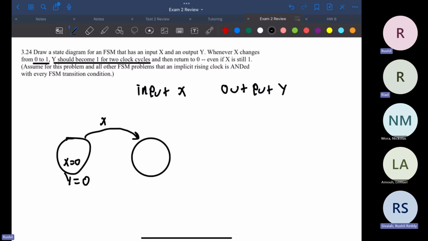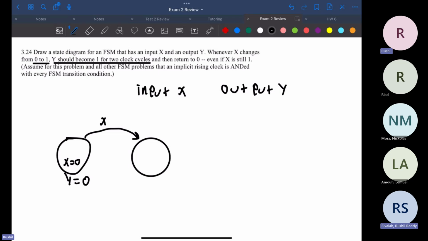And then slash 0, and then slash. Inside the bubble, this is how I was taught to do it, where you put your input in the circle and your output is outside the circle. I like that. That's how I've always done it. I don't know how your professor teaches it, so do it the way he does it. You can do it both ways.